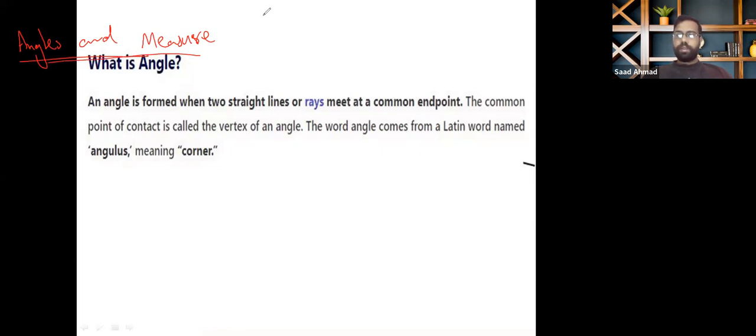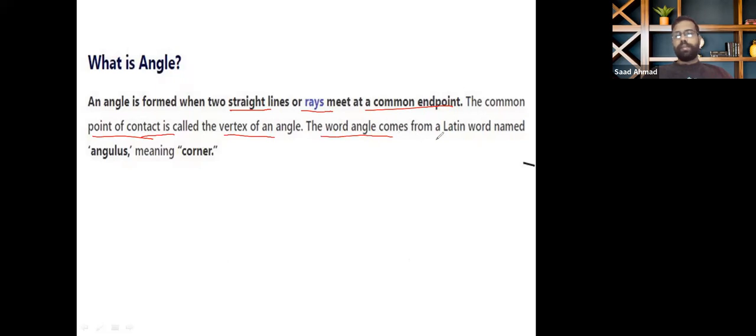So first of all, what is an angle? An angle is formed when two straight lines or rays meet at a common endpoint. The common point of contact is called the vertex of the angle. The word angle comes from the Latin word angulus, which means corner. So that's basically what an angle is.